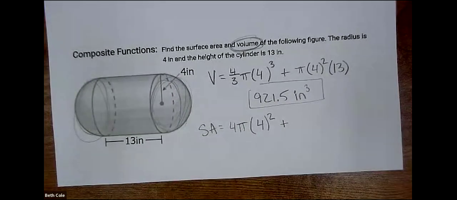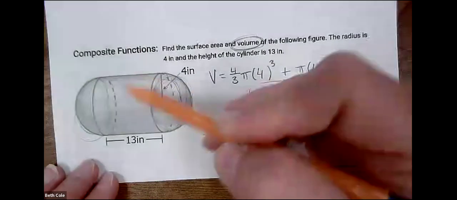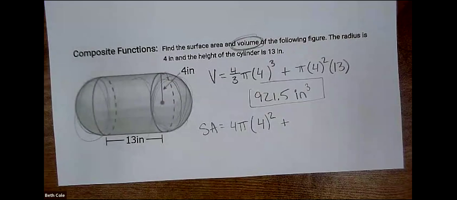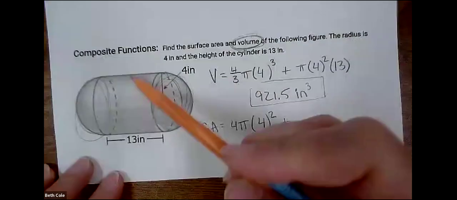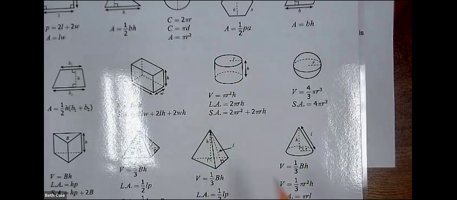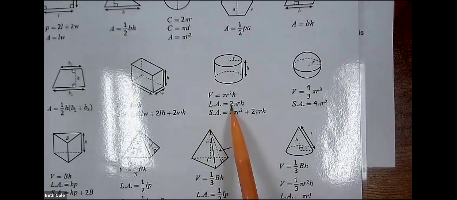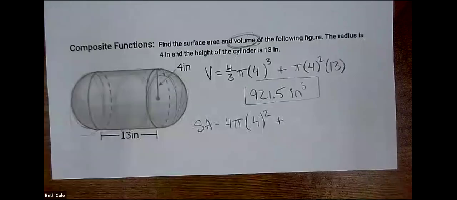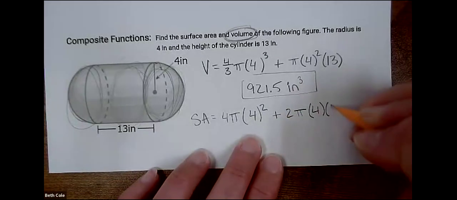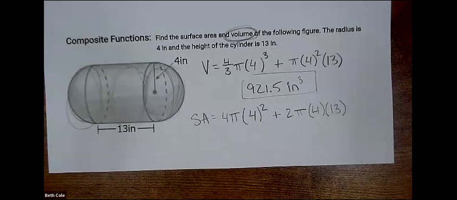Plus, now here's where this gets a tiny bit tricky. For the surface area for the cylinder, you only need around the middle. You don't need the top and the bottom because it's covered up by the sphere. Do you see what I'm saying? All you need is this middle part. So when you look at your cylinder formulas, that would be lateral area. You just need around the outside of like the Coke can, if you want to think of it that way. So it's going to be just 2 pi rh. So plus 2 pi, what was r? 4, and then h, 13.